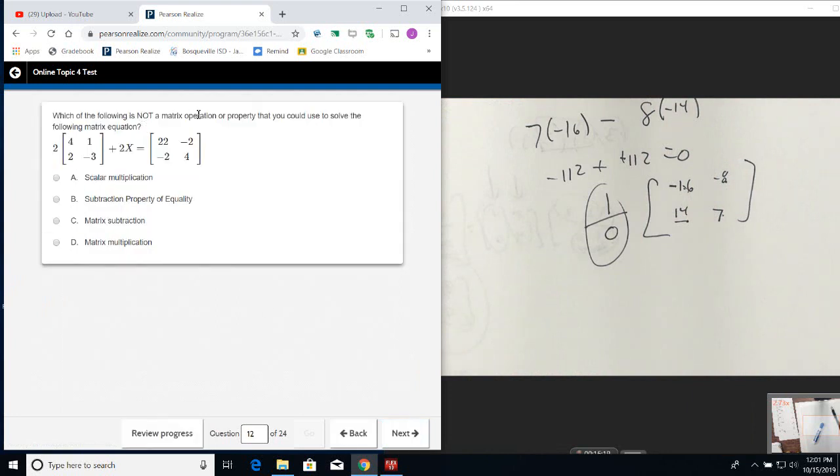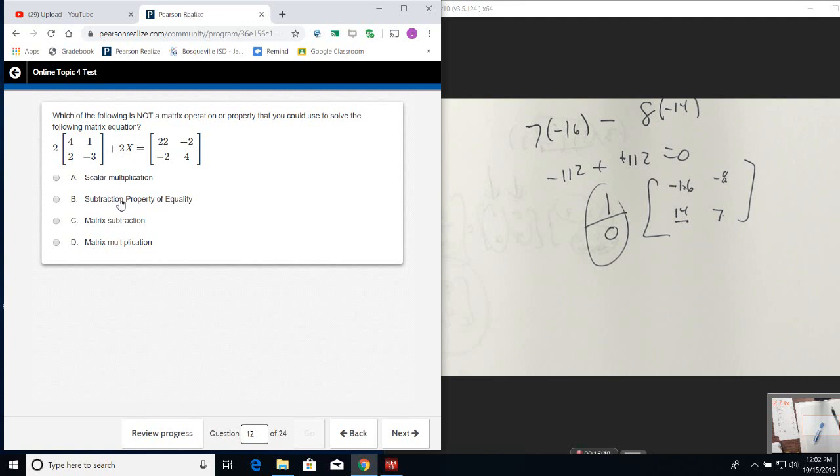Which of the following is not a matrix operation or property that you could use to solve the following matrix equation? Could you use scalar multiplication to help you solve this? Absolutely. You can take 2 times 4 and get 8, and that's 2, and that's 4, and that's -6, plus this 2 times x. So scalar multiplication is okay.